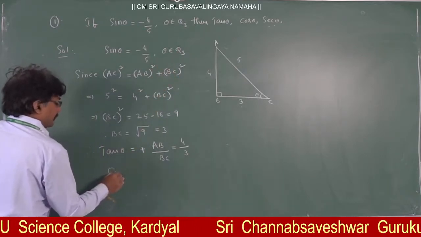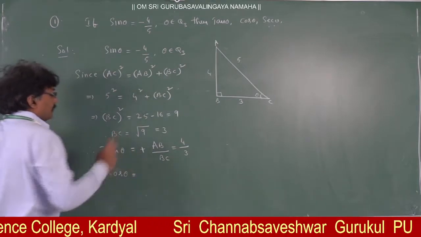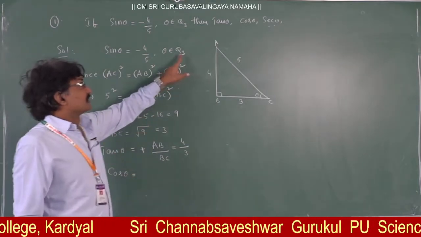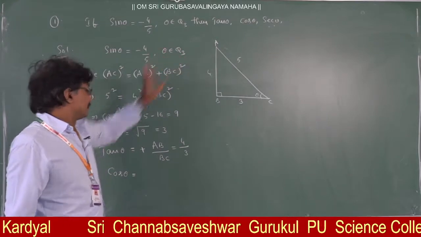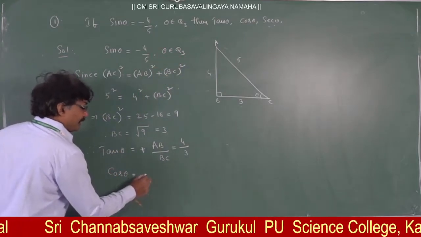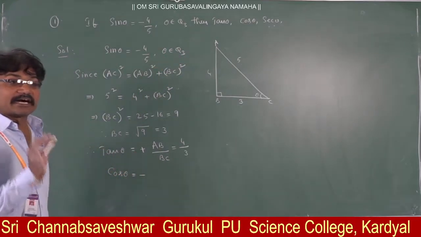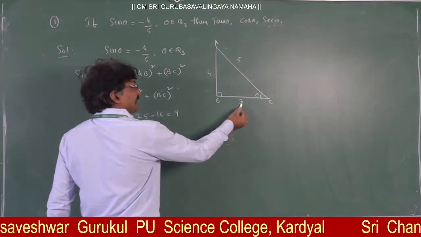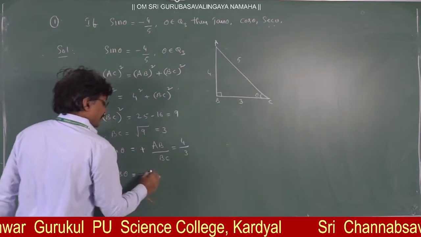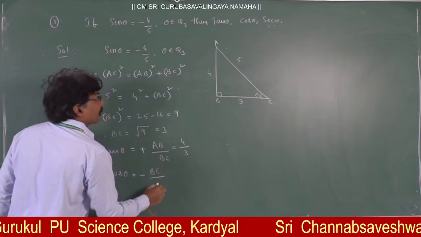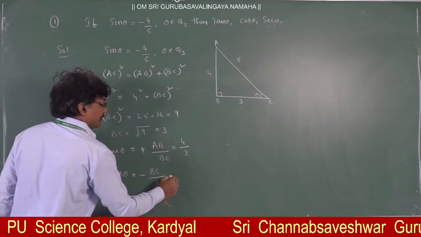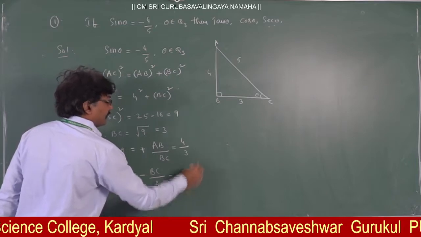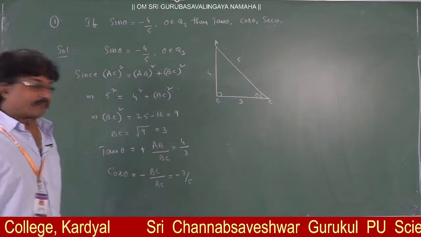Next value, cos theta. Theta belongs to third quadrant. In the third quadrant, cos value is negative. Cos formula is adjacent side by hypotenuse. Adjacent side is BC, hypotenuse is AC. So it is minus 3 by 5. Next.